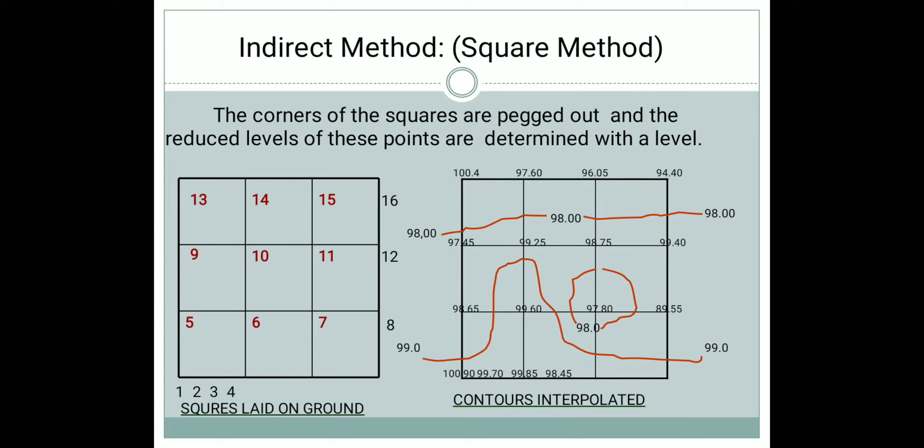In this method, the whole area is divided into a number of squares, the side of which varies from 5 meters to 30 meters depending upon the nature of the ground and the contour level. The squares need not be the same throughout. In this case, the corners of the squares are pegged out and the reduced levels of these points are determined with the level. In the first figure, we can find the squares laid along the ground, and the contours are interpolated in the second figure. Important points may be taken when required and located by measurements from the corners. The squares are plotted and the reduced levels of the corners are written on the plan.